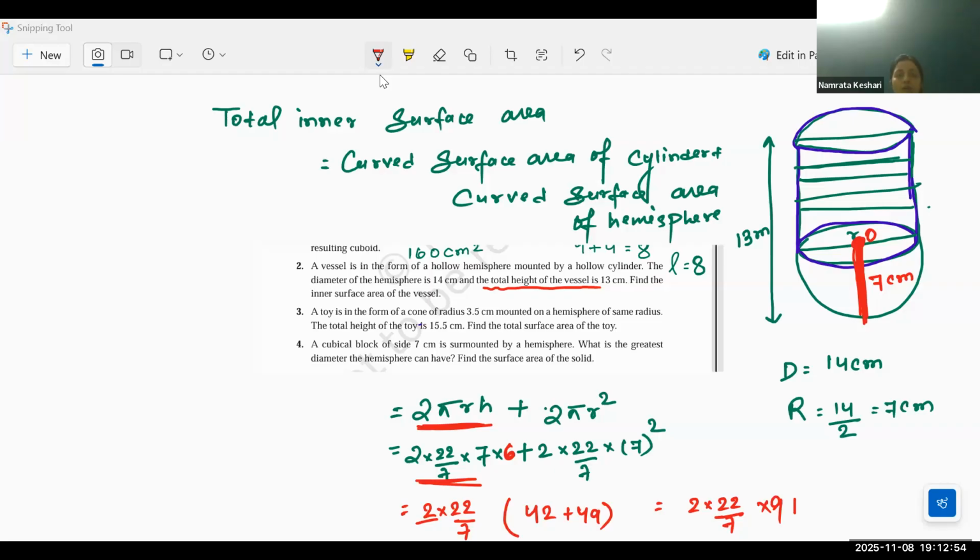Afrin, you are also getting the same. So is it clear? Yes, ma'am. Let's take the next one. Have you copied the solution, everyone? Yes, ma'am.